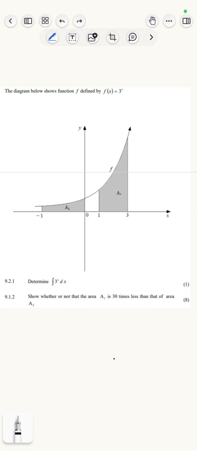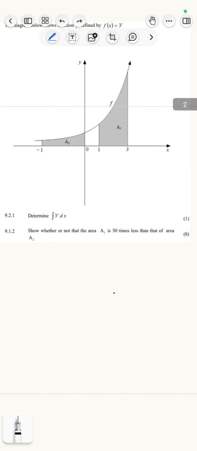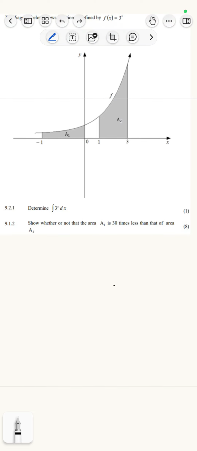Okay. The difference with this question and the other question that we dealt with in the previous video is that here we have a definite integral. That means we're starting somewhere and we're ending somewhere. Remember, you always start by the small one and you end by the bigger one. So, okay, number 9.2.1, there they just want you to take the integral of this. So let me do it over here, integrate 3 to the power of x.